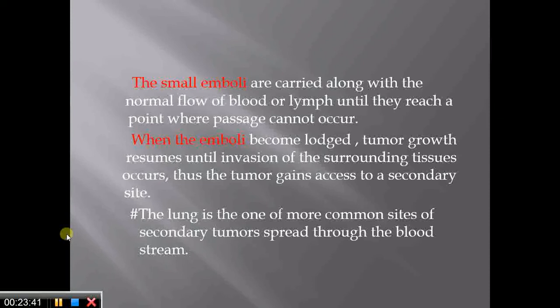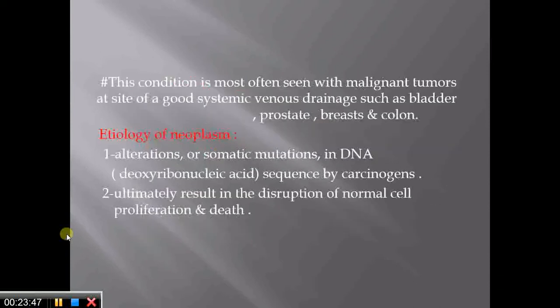The lung is one of the more common sites of secondary tumors spread through the bloodstream. This condition is most often seen with malignant tumors at sites of good systemic venous drainage such as the bladder, prostate, breasts, and colon. Etiology of neoplasm.